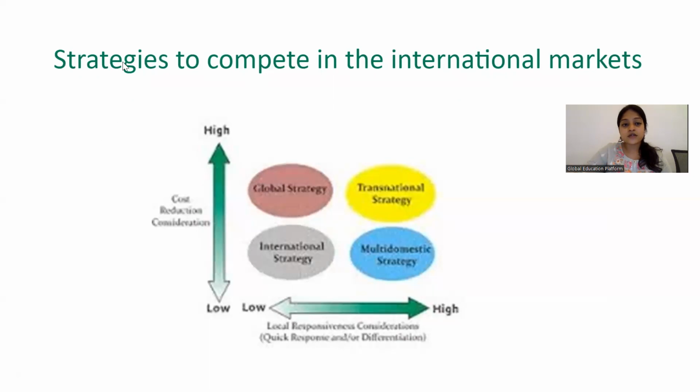Right. So let's look at the strategies to compete in international markets. We have global strategy, transnational strategy, international strategy, and multi-domestic strategy. As you can see here, there are two elements: cost reduction and local responsiveness. As a business, you need to play around with these strategies, understanding the high and low levels of cost reduction and local responsiveness.